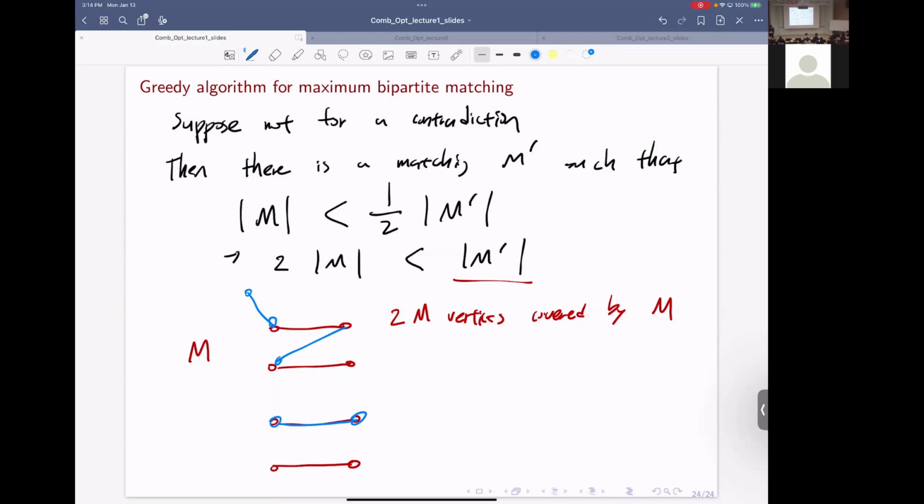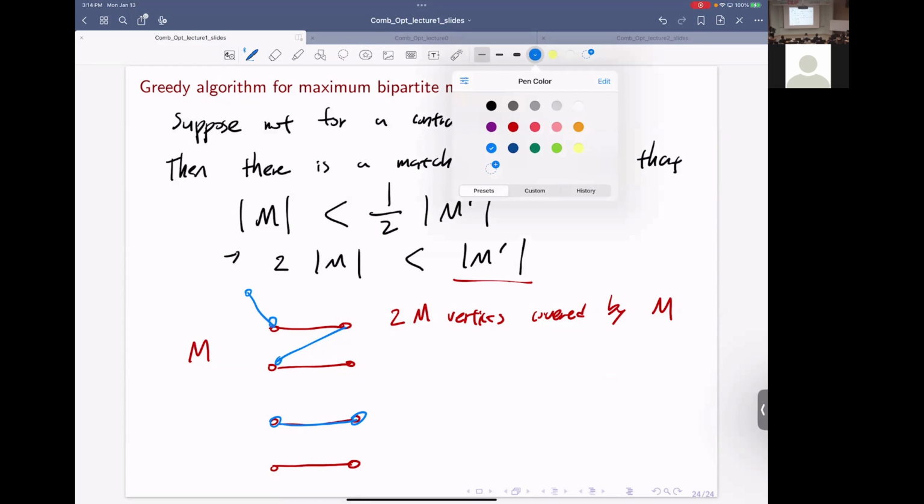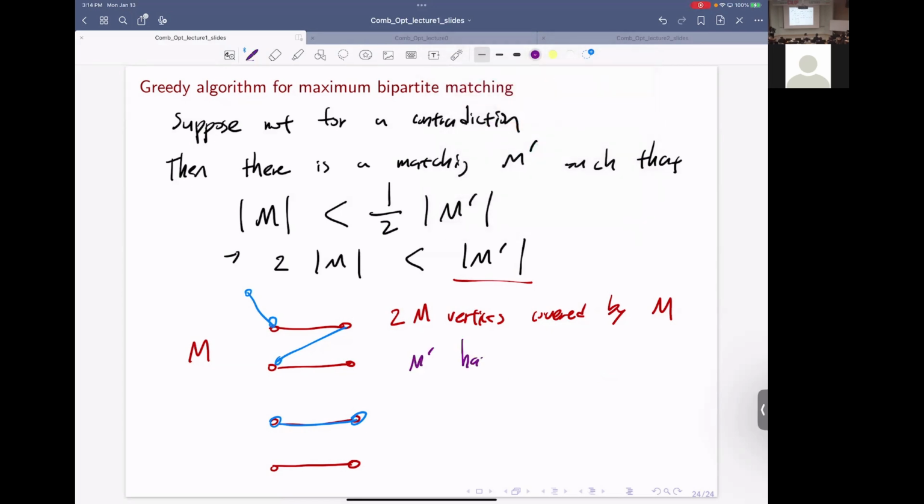What you can argue is the following. What I want to argue is that M prime has an edge UV such that U and V are not covered by M. This is what I'm going to prove 15 minutes later.